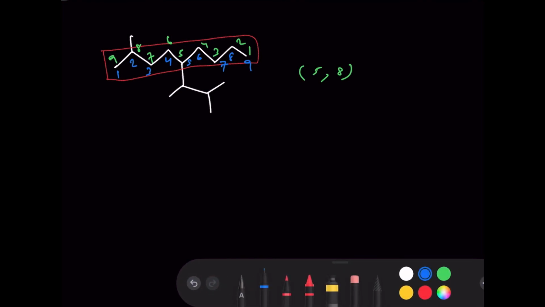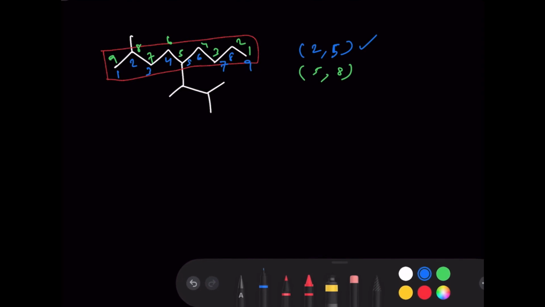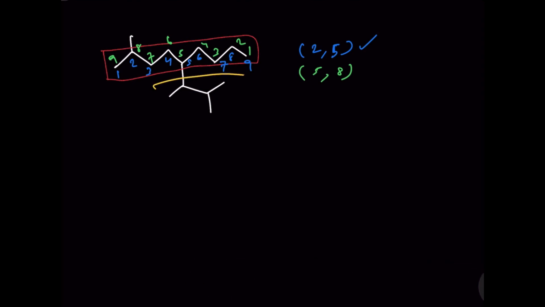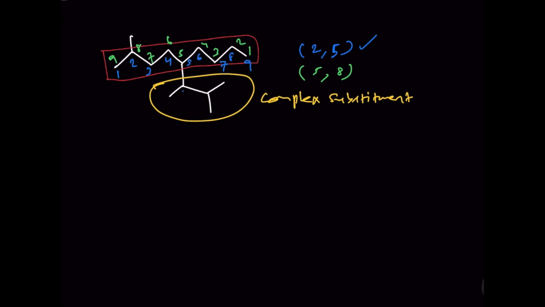We always have to go for substituents that get the lowest numbers. So, 2 and 5. This is correct, and this entire thing is our complex substituent. So, let us do the numbering for that one too. 1, 2, 3.